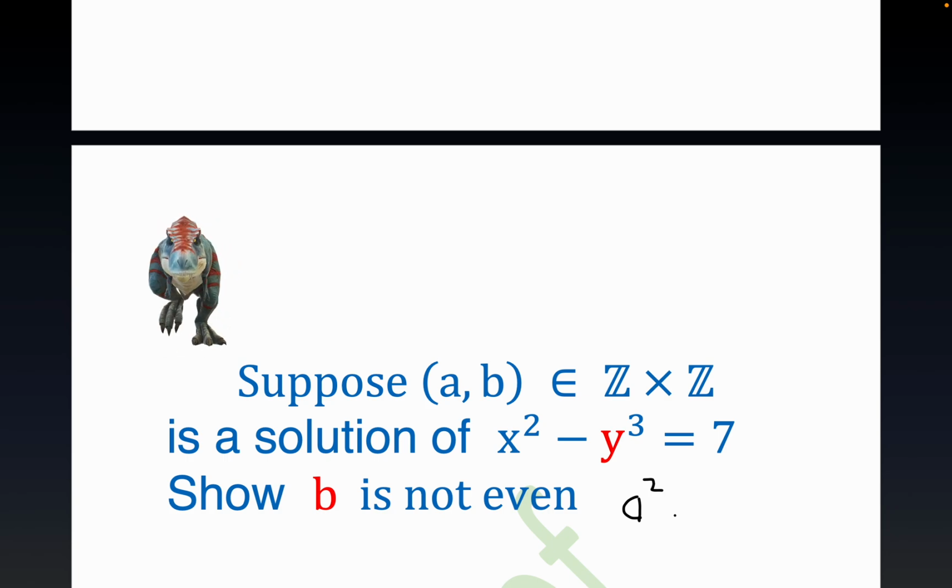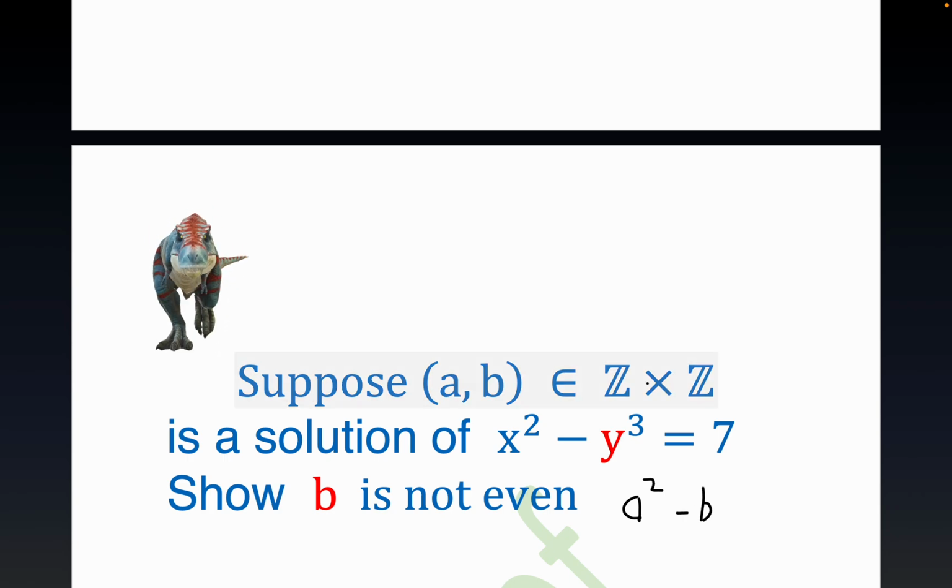Okay, we're assuming that (a, b) is a solution to this equation, and if this equation has a solution, then we're trying to show that the b coordinate cannot be even. Now, I'm not saying the equation has a solution. I'm saying if it does, and that's subtle, b is not even. So let's write down what it means for (a, b) to be a solution.